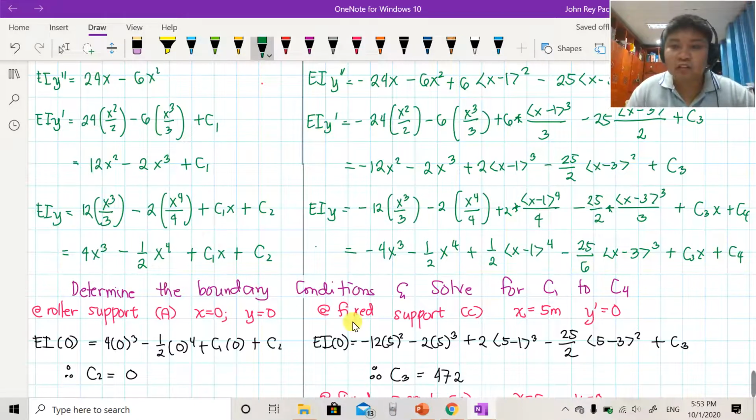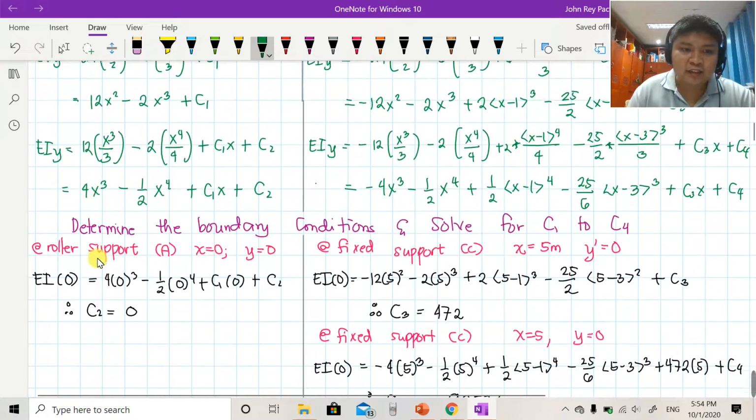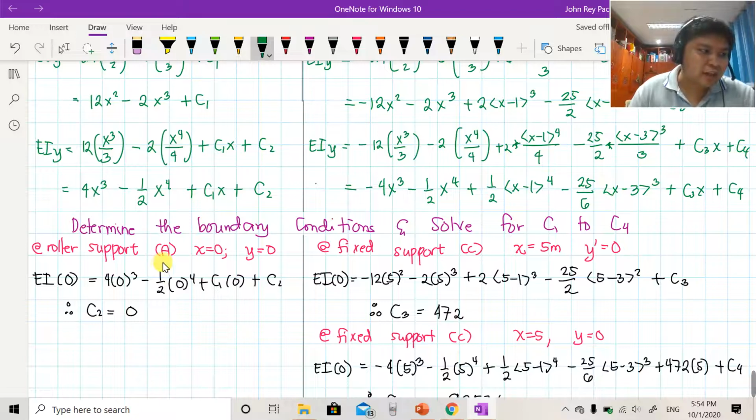The second step is to determine the boundary conditions and solve for C1 to C4. So here, class, at first, our only support is this roller support at A. And as reference, considering AB, we set point A at x equals 0. Since it is deflection, what is written here is: at roller support A, when x equals 0, the deflection y equals 0. So, let us use the previously derived equation for EIy. EI times 0 equals 4 times 0 cubed minus 1 half times 0 to the fourth plus C1 times 0 plus C2. So, therefore, the value of C2 is 0. So, we have found the first arbitrary constant, class.